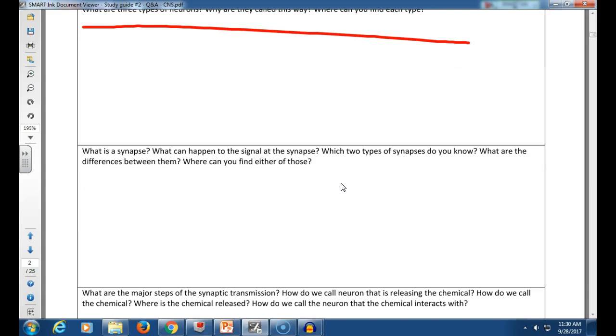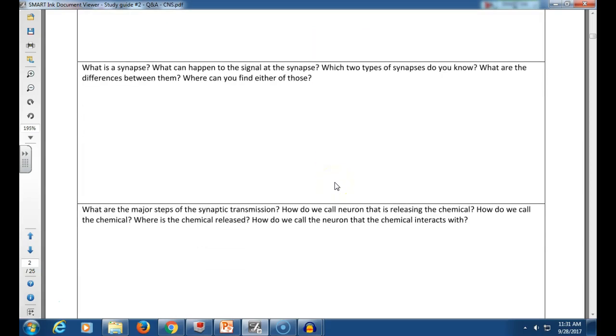Synapse. Place where 2 cells transmit signal, one to another. Okay? Signal can be amplified, inhibited, unchanged, changed, blah, blah, blah. 2 types of the synapses, chemical and electrical. Know the difference. Okay? 1 direction, 2 directions. Neurotransmitter is released or ionic flow through the gap junctions. Where you can find them, chemical synapses, dominant in the CNS, electrical synapses between the smooth muscle cells and cardiac muscle cells.